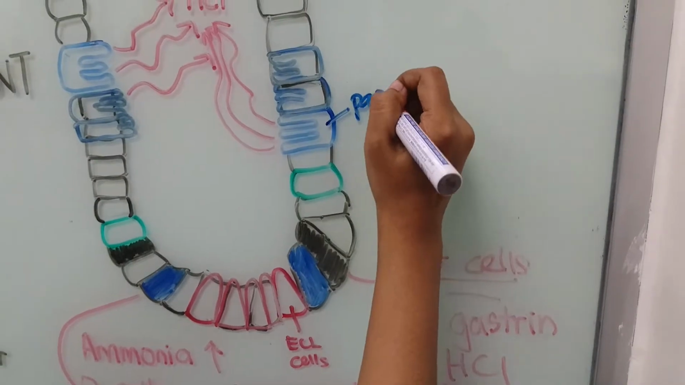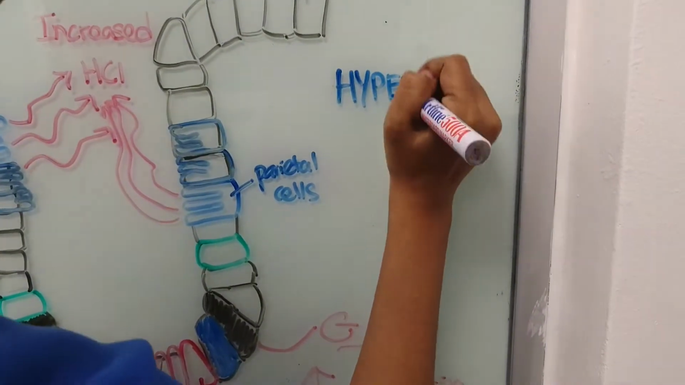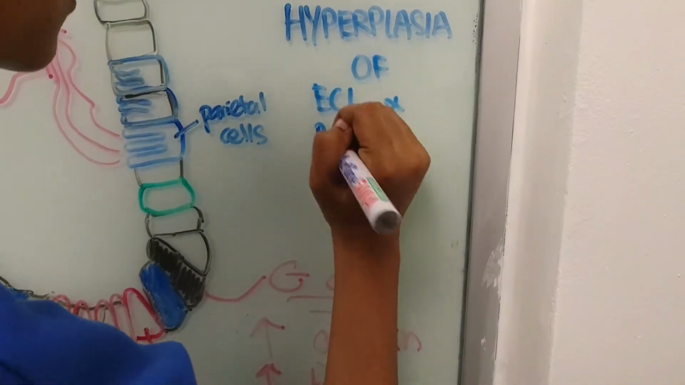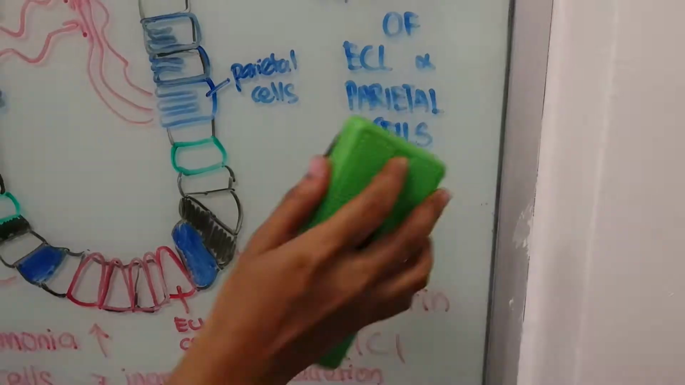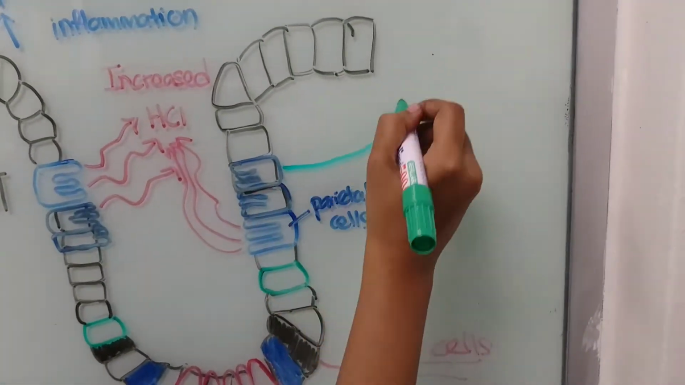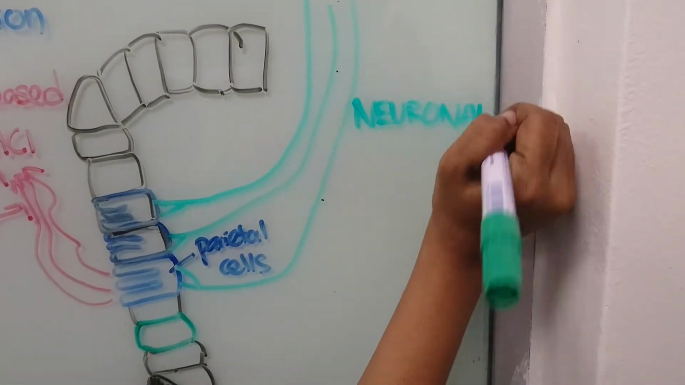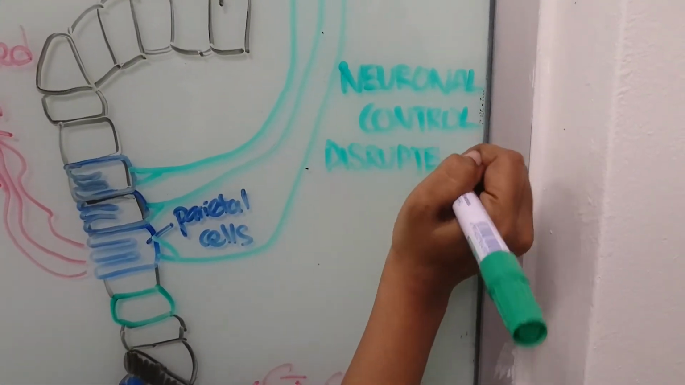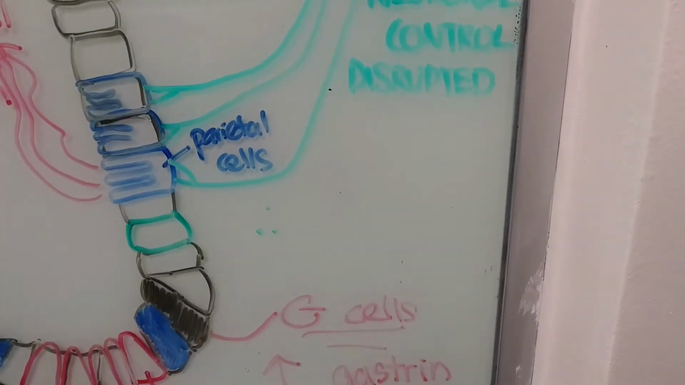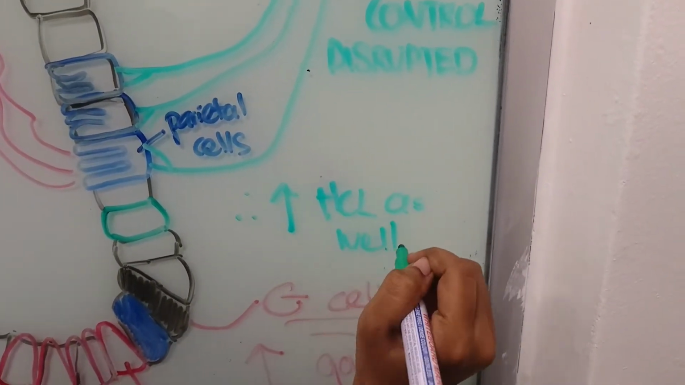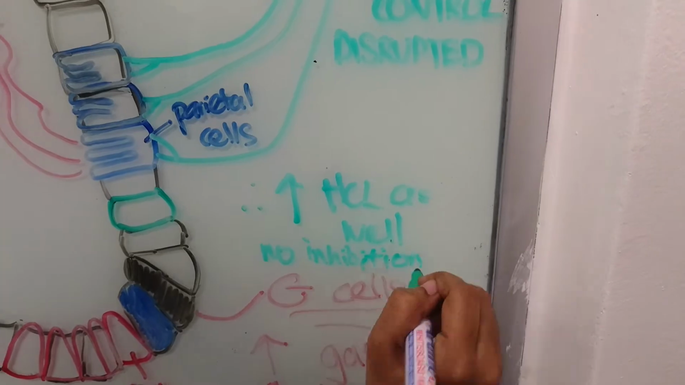The reduced somatostatin and elevated gastrin levels induce the hyperplasia of ECL cells and parietal cells. Apart from that, H. pylori damages the neural control, which in turn disrupts the inhibition of gastric acid secretion as well. These three factors contribute to an overall exaggerated secretion of gastric acid in the stomach.